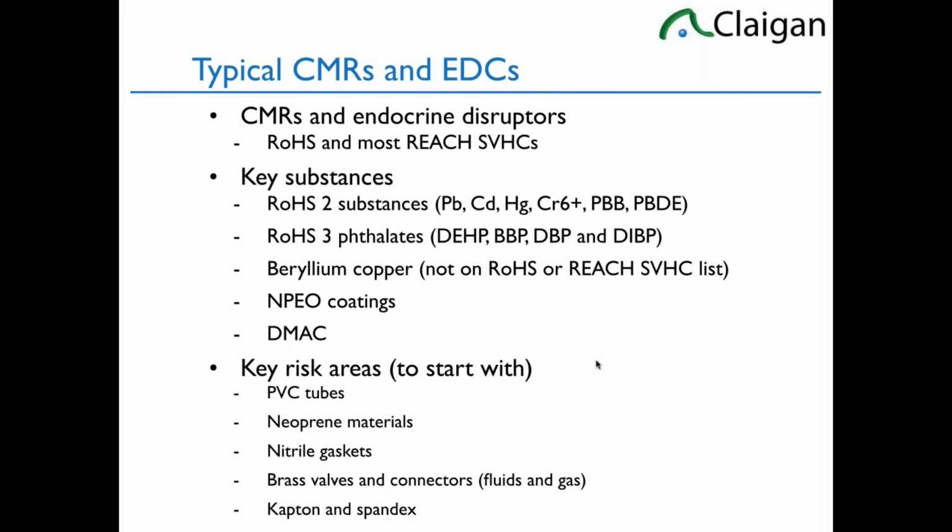DMAC is a very common solvent. It's used in the fabrication of Kapton, spandex, elastane, lycra. It's what's used to dissolve the polymers to make the fibers. And the fibers afterwards, the Kapton, which is flexible PCB circuits, or that orangey yellow tape you often see in products, or spandex or lycra or elastane, will have residual DMAC well above 0.1% by weight. So it will require justification. Key risk areas to start with, those are the materials, PVC tubes.